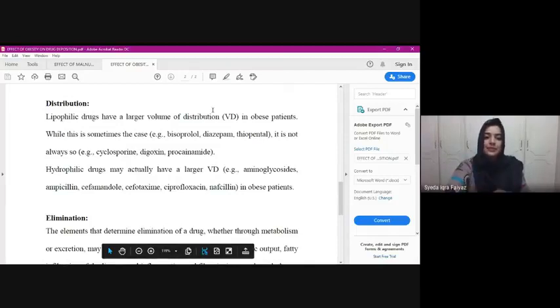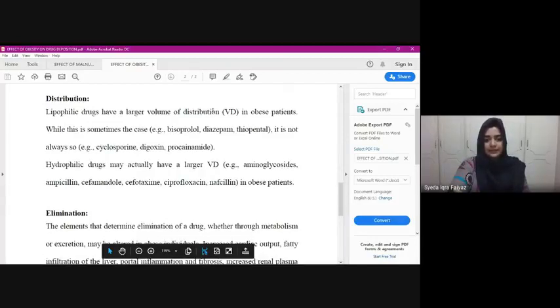So for some lipophilic drugs it works very well, and for some it is actually not really common. Next, hydrophilic drugs are basically those drugs that are soluble in water. They may have a larger VD in obese patients. Examples are drugs like aminoglycosides, ampicillin, cefamandole, cefotaxime, ciprofloxacin, and nafcillin. These are the medicines that have a higher volume of distribution, meaning they're widely distributed in the body.